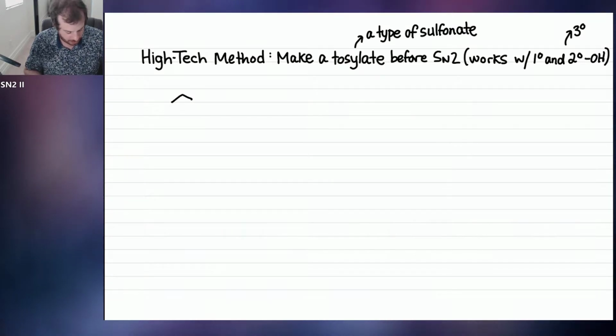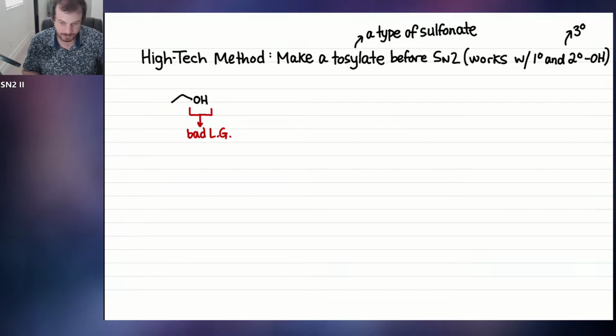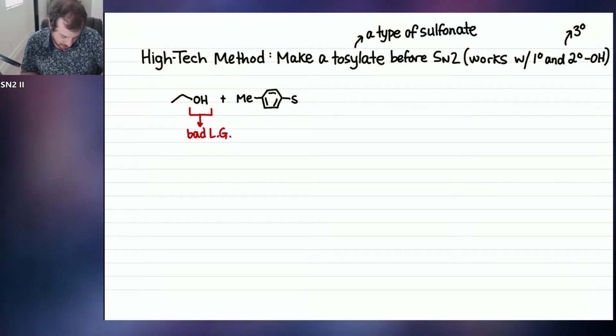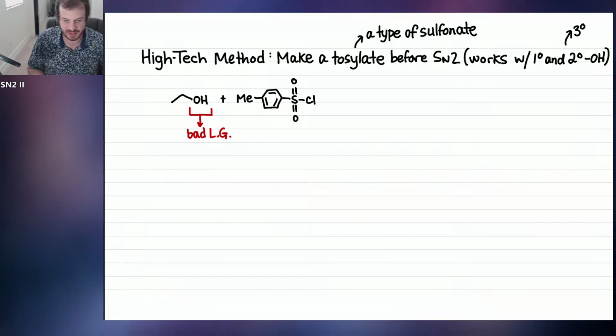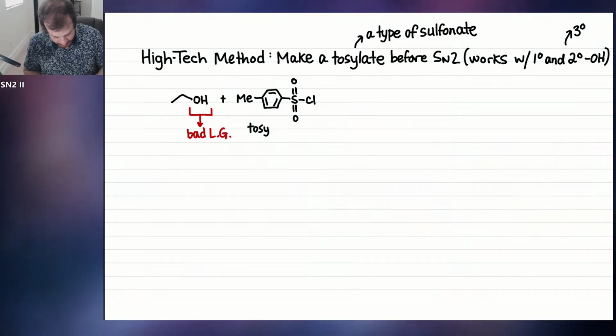We'll start with our alcohol. And of course, our alcohol, you can't do Sn2 with it because it has a bad OH leaving group. Okay. To that substance, we are going to add a chemical called tosyl chloride, which looks like this. You don't have to memorize the structure of tosyl chloride. I'm just going to show it to you here. It's a sulfonyl chloride. They sell this stuff by the bucket at chemical supply stores, and it's called tosyl.